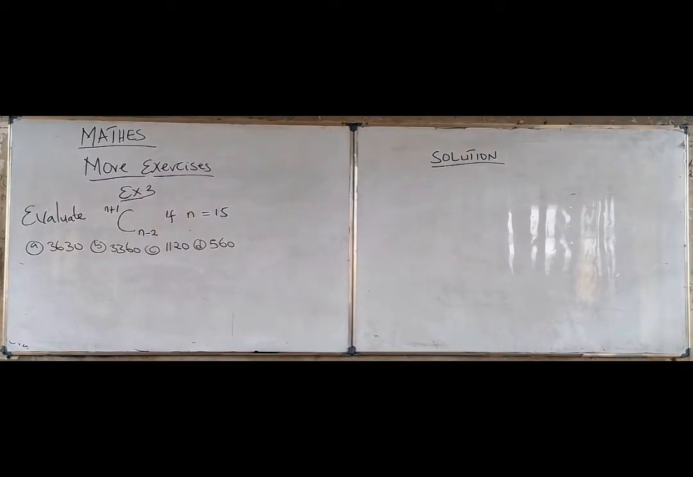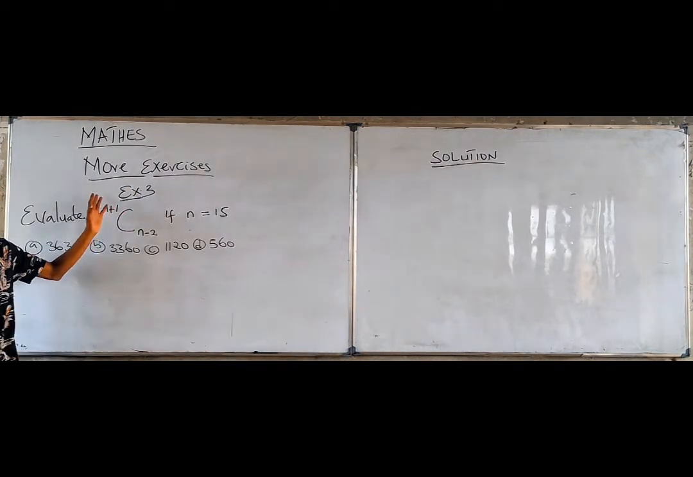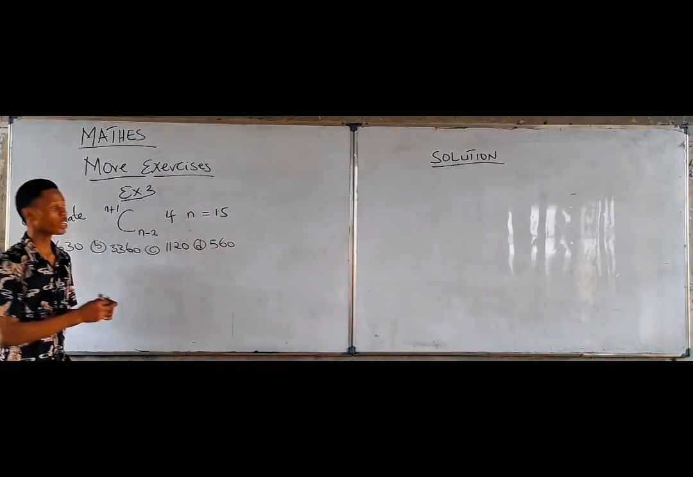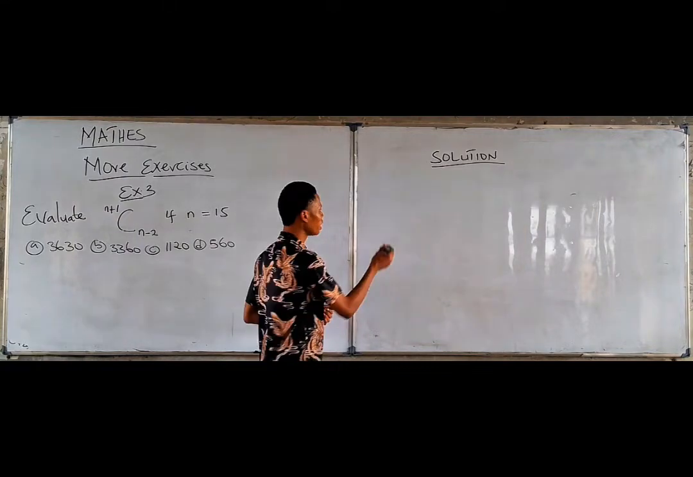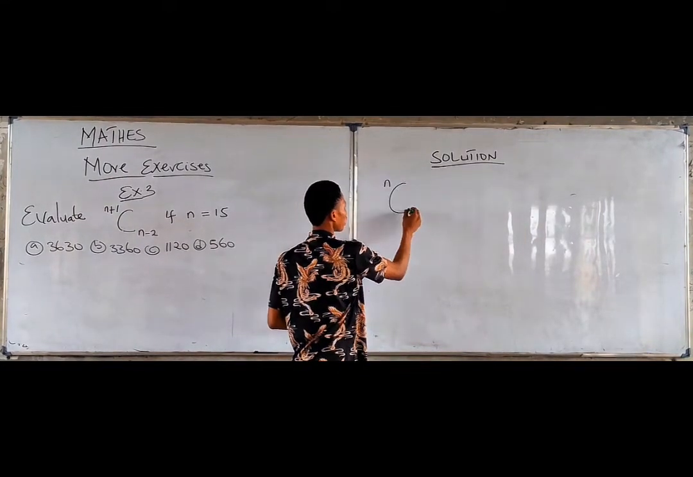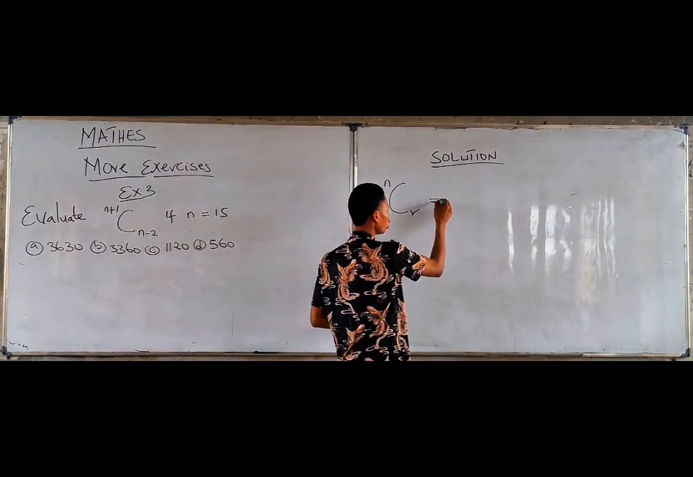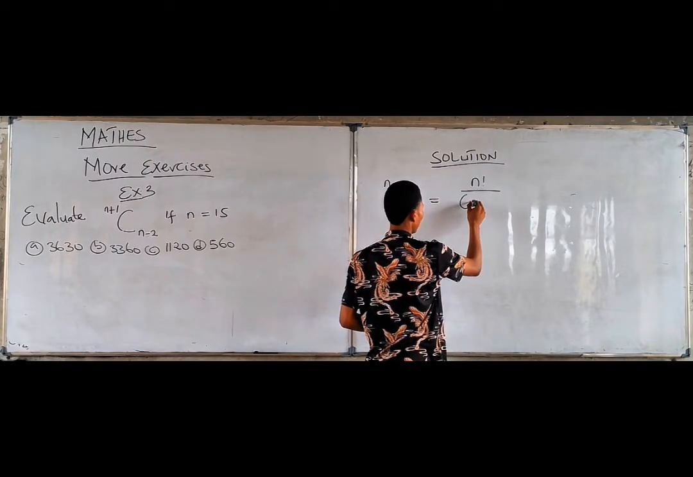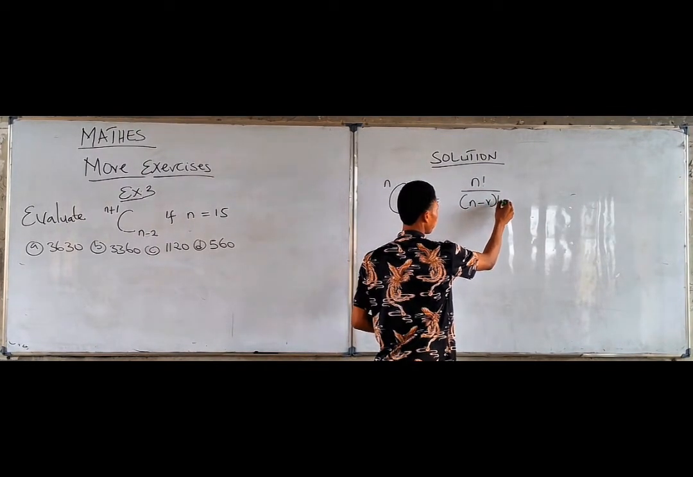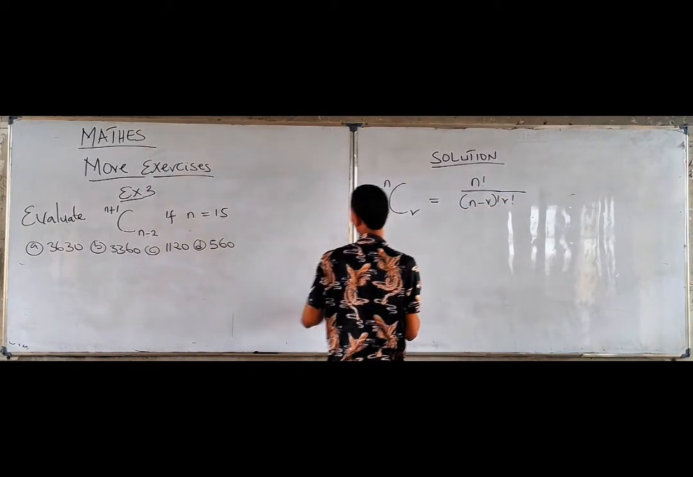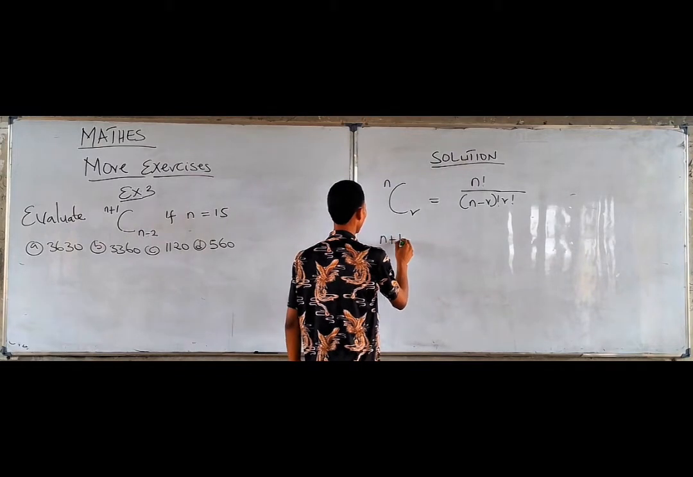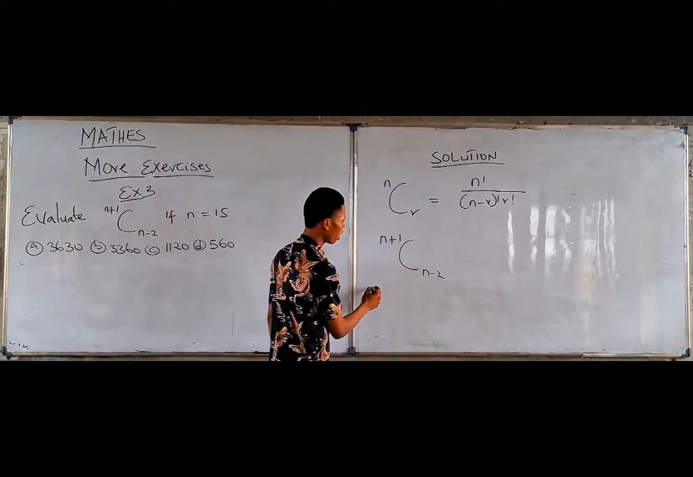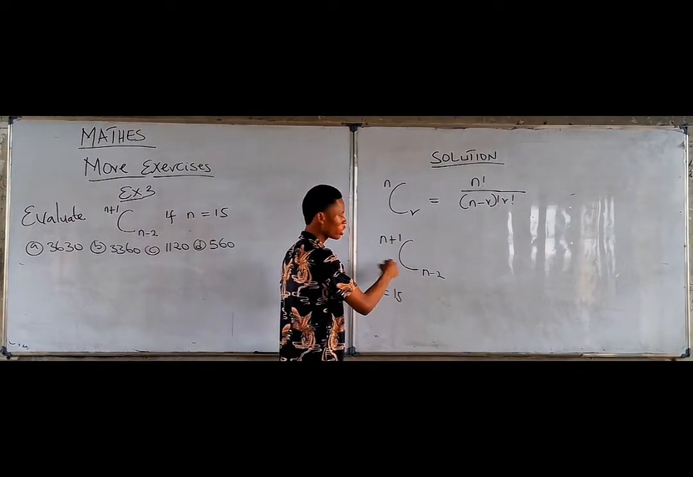Let's solve this together. Now, the next exercise is evaluate this, if n equals 15. Now recall that when we're writing combination, we normally write it this way, right? And the formula we normally say was n factorial all over n minus r factorial, r factorial, is it not? Now we're given an equation like this: n plus 1, n minus 2. And we're given the value of n as what? 15, right? So let's just substitute.